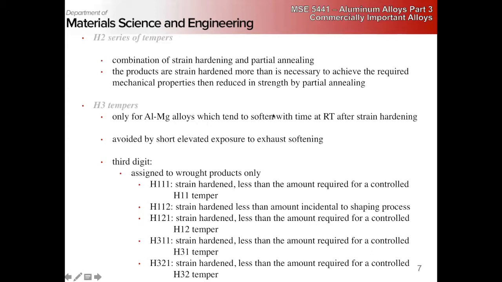But these tend to soften with time at room temperature after strain hardening. So there are some residual recovery mechanisms that can take place at room temperature. So these are given a short elevated temperature exposure just to exhaust that softening so that the hardness is stable at room temperature. So a third digit can be assigned for wrought products.